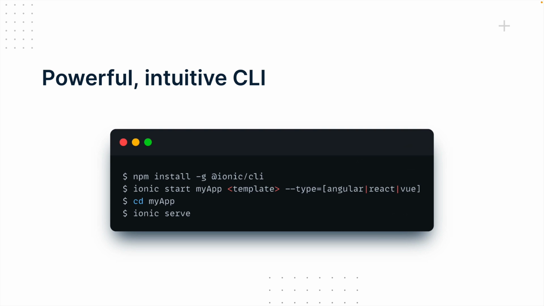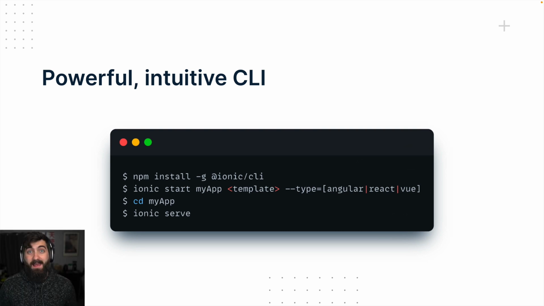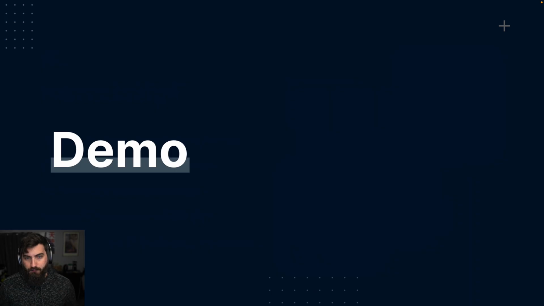Now it could be an Angular, a React, or a Vue project. We'll go over all of those. And then you can pick from a bunch of different templates, things like a tabs-based interface, a side menu, or just a blank starter to get up and running. Once you have that project created, you can cd into it, open up your favorite editor, and then run ionic serve, and you're off to the races. This really simplifies the whole process of how you build out a project and get that native access. So we're going to stop here real quick and look at a demo.